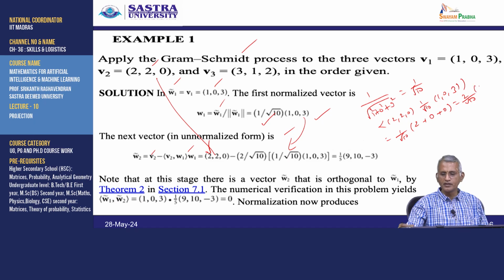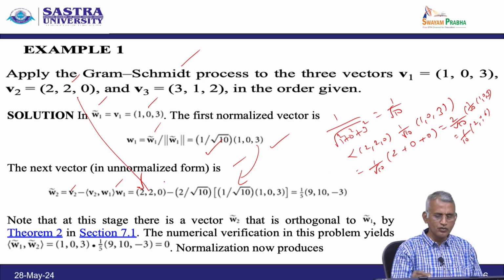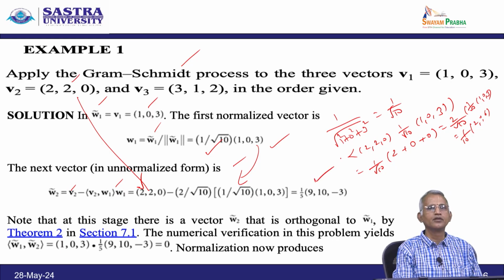And then multiply with W1. W1 is 1 by root 10 into (1, 0, 3). So we have, the corresponding value can be generated as 1 by 10 into (2, 0, 6), and then subtract it from V2, and we get 1 by 5 into (9, 10, minus 3). This way we can find W2 in terms of the vectors V1, V2, V3.